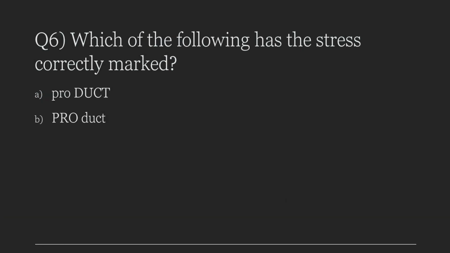Question number 6. We have to tell that between these 2 options, in which option the stress in the word product is correctly marked. So if we pronounce the word product, then the stress is given on the first syllable, pro. Therefore, the correct answer is option B.